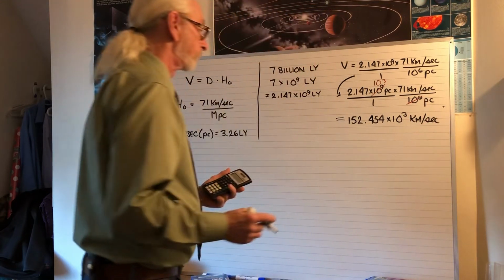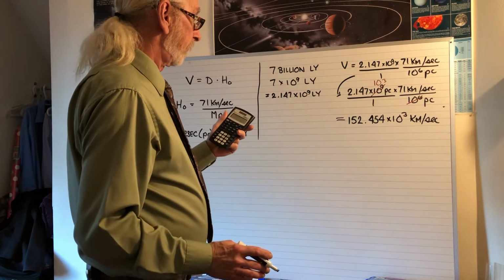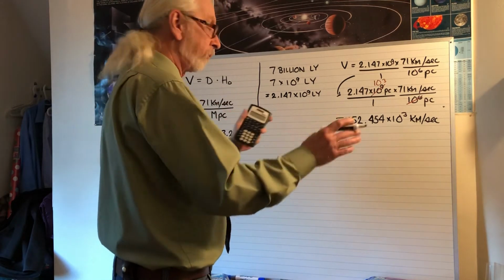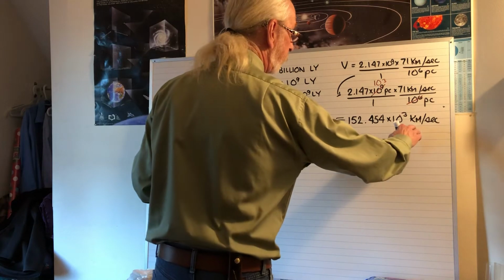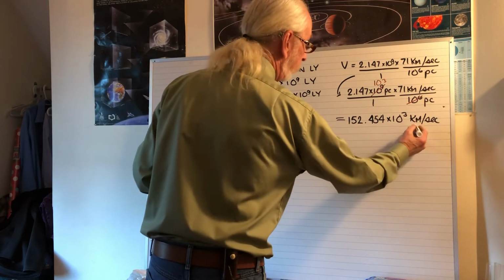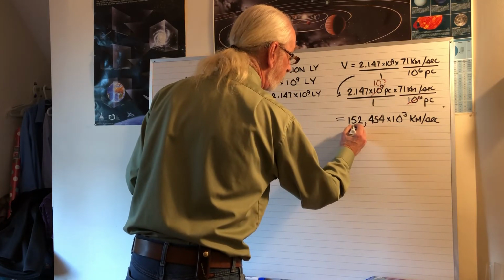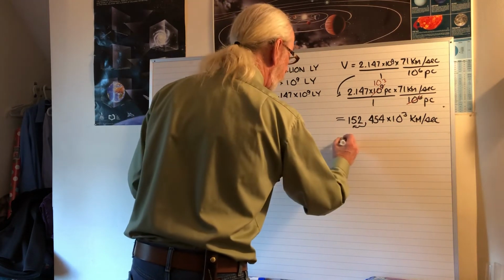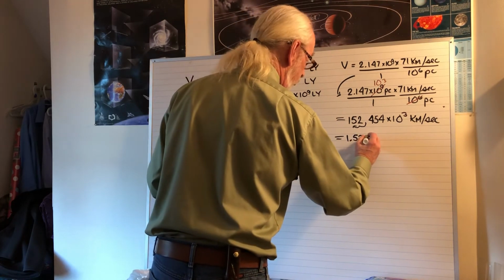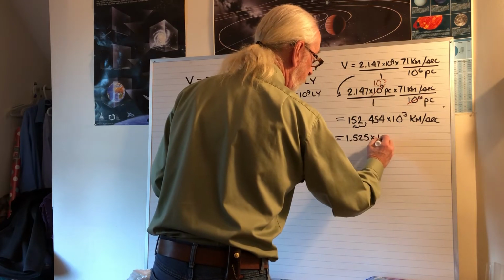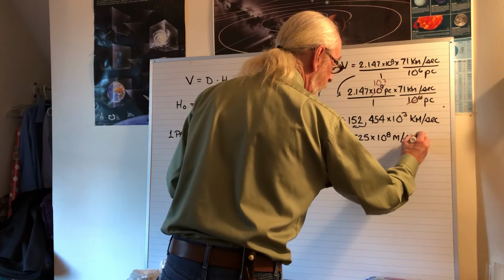Now, okay, that's a nice big number, but let's reduce this down to standard units. Now, kilo is 10 to the 3rd, times 10 to the 3rd, that's 10 to the 6th. I'm going to bump this decimal point over two more places to the left. So that's going to give me 1.525 times 10 to the 8th meters per second.